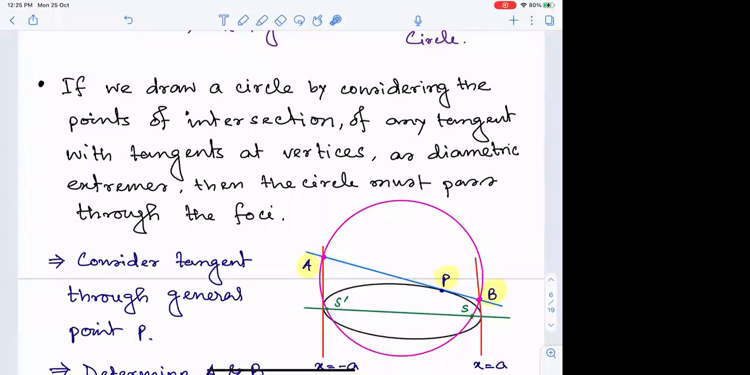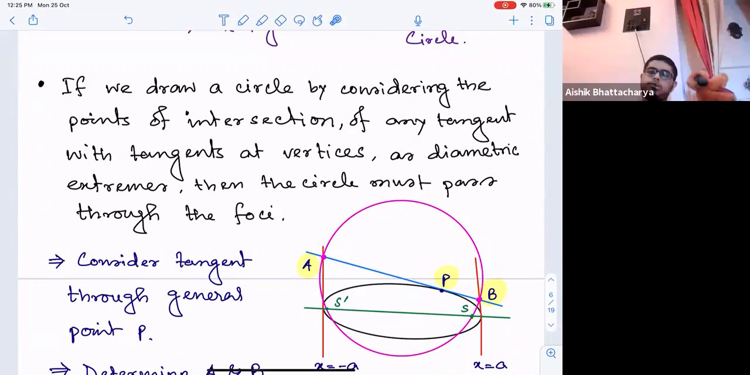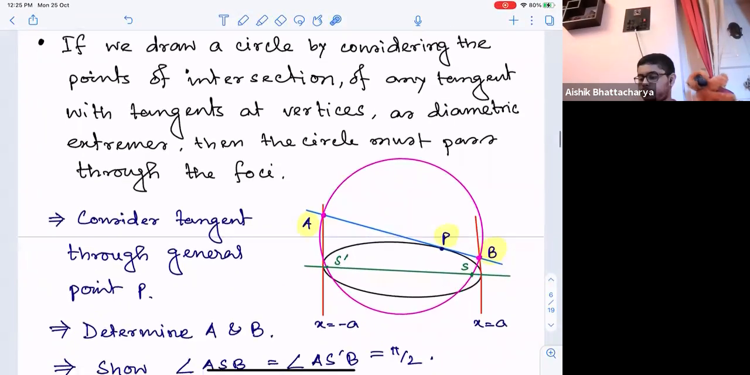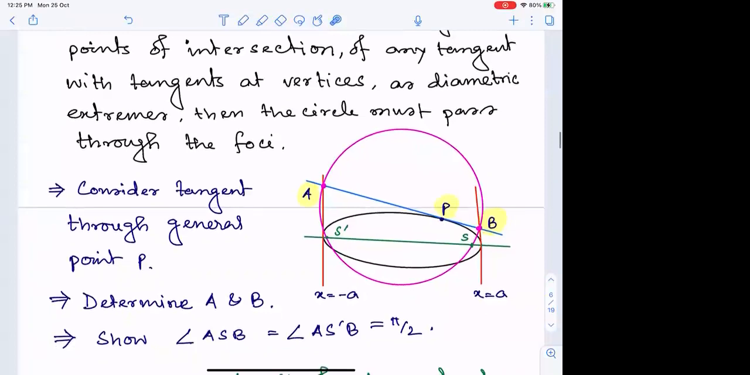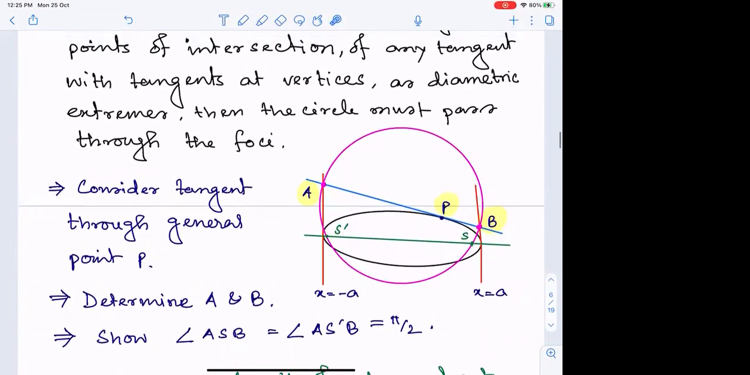And hence to do that, all we need to show is that the slope of AS dash and the slope of BS dash are negative reciprocals of each other. Similarly for the case of S also, the slope of AS and the slope of BS should be negative reciprocals of each other. If we can establish this much, we can have the result. So we will go for determining A and B, and then we need to show these angles are right angles. That will be all. I haven't shown you the calculation. I think you can go through the calculation.